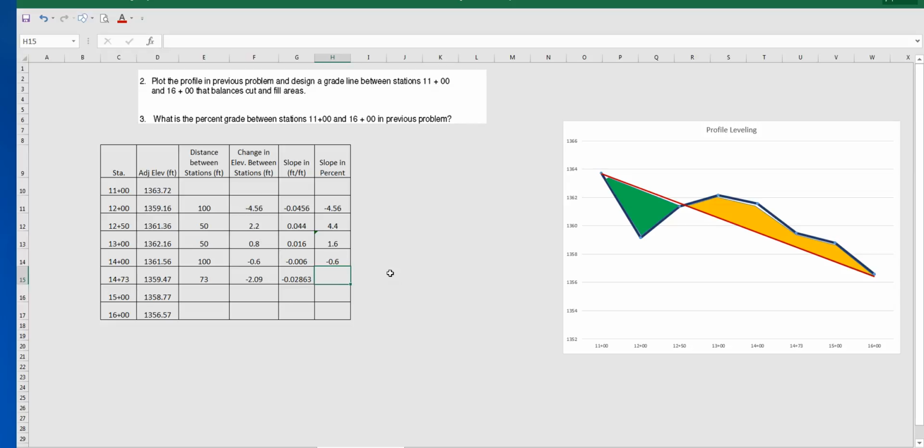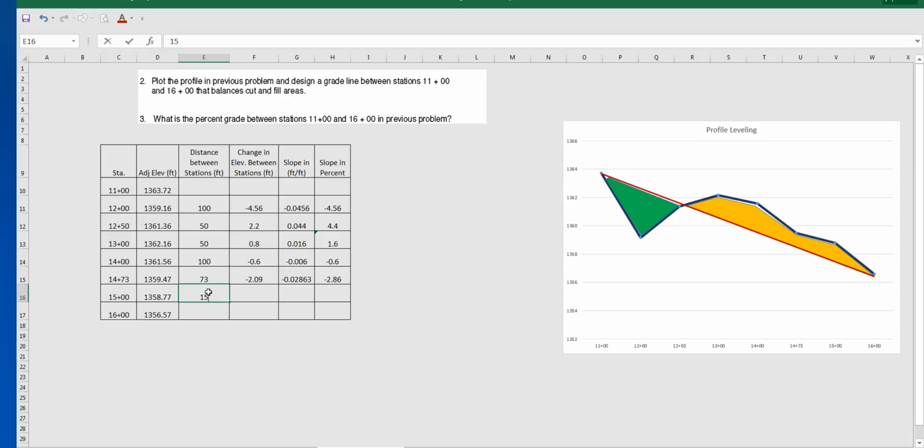So it's a 0.02863 foot per foot slope. So I'm going to take that value and multiply it by 100 to get percent slope. Okay. Now, I can change these later into how many decimal places that I want. Usually I only go 2. So that's another Excel trick.